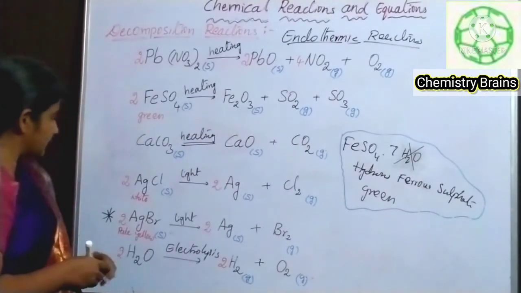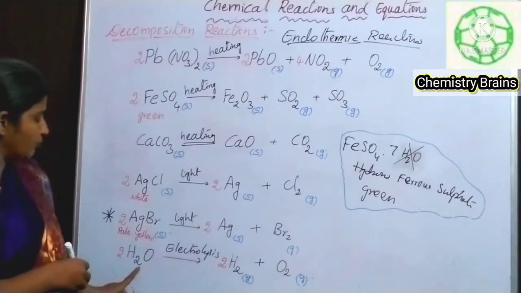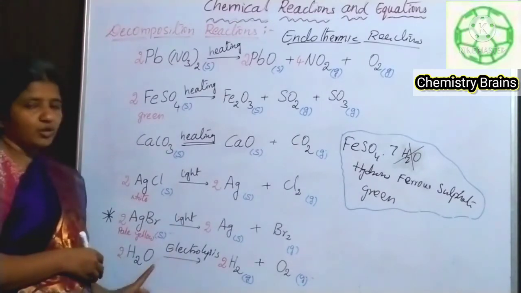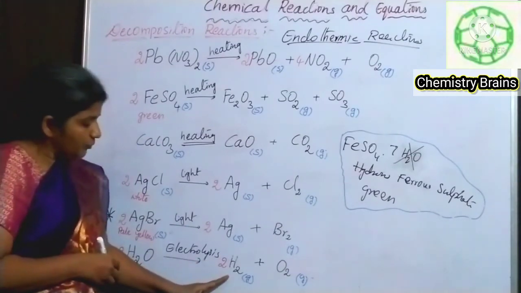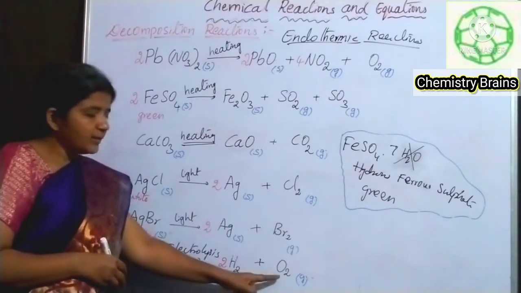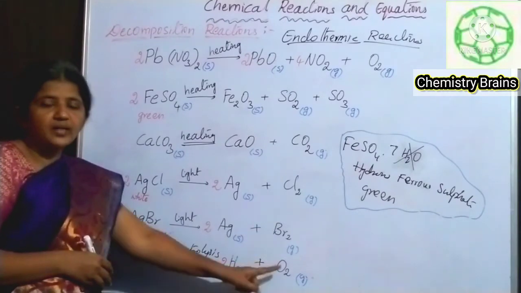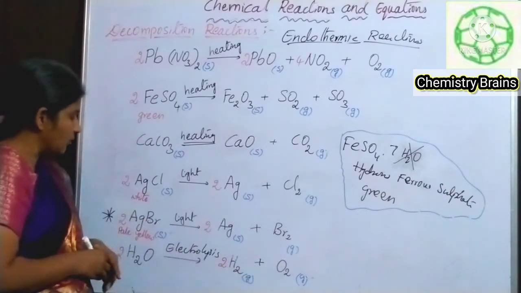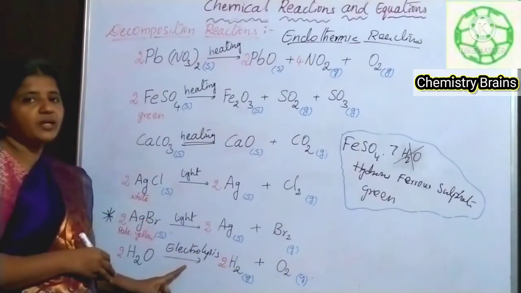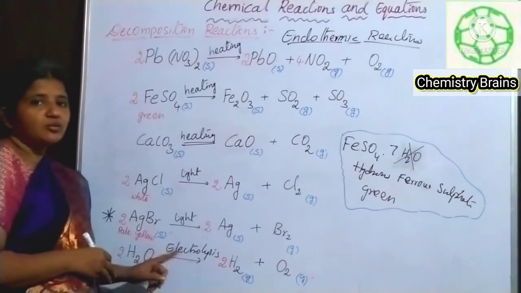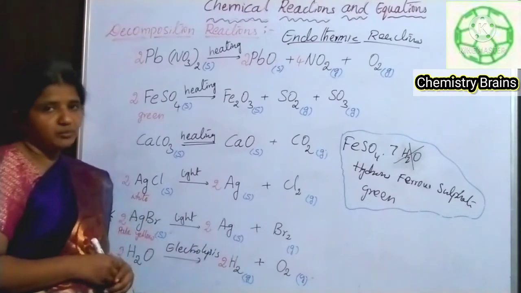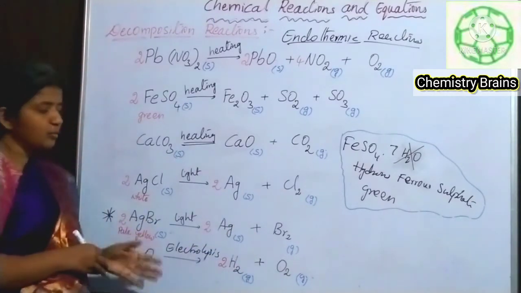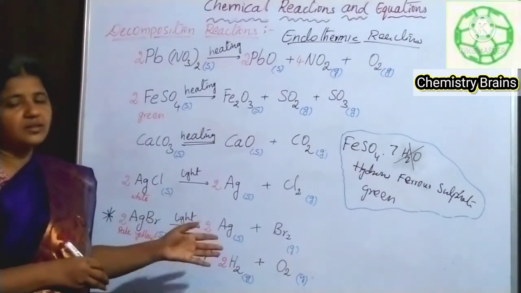Okay beta, and next the last reaction: H2O, water, electrolysis of water. Due to electrolysis of water, what will we get here? Hydrogen and oxygen: 2 moles of hydrogen and 1 mole of oxygen. Electrolysis means the presence of current. Water is electrolyzed, decomposed to hydrogen and oxygen. So this is also a decomposition reaction.